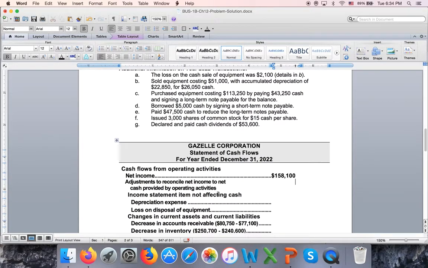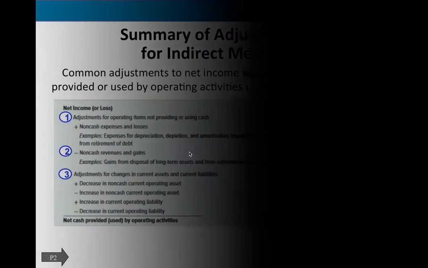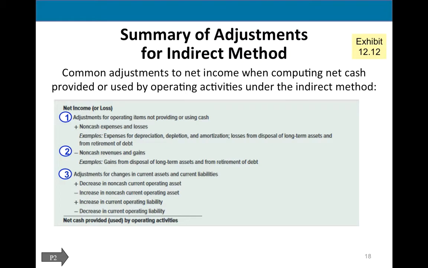Next step, we need to make adjustments to reconcile net income to net cash provided by operating activities. So guys, again, let me show you back the slide. It's steps 1 and 2, right? So I have to add back any kind of non-cash expenses and losses, such as depreciation mostly. There could be depletion, amortization. And then we're going to subtract any kind of non-cash revenues and gains. Mostly just going to be gains, if there are any, right?